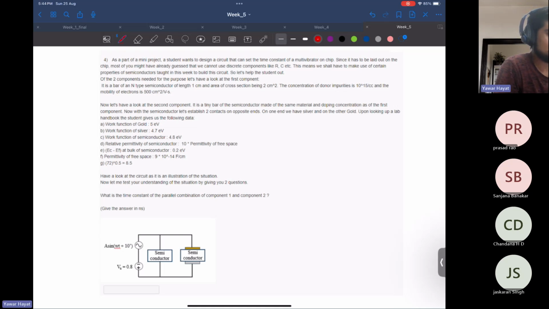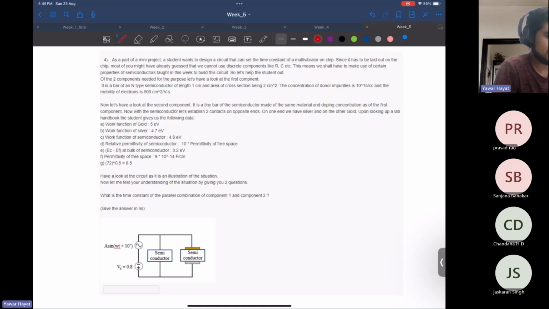Since it has to be laid out on the chip, most of you might have already guessed that we cannot use discrete components like R and C, resistor and capacitor. So this means that we shall need to make use of certain properties of semiconductor that were taught in this week to build this circuit. So let's help this student out.